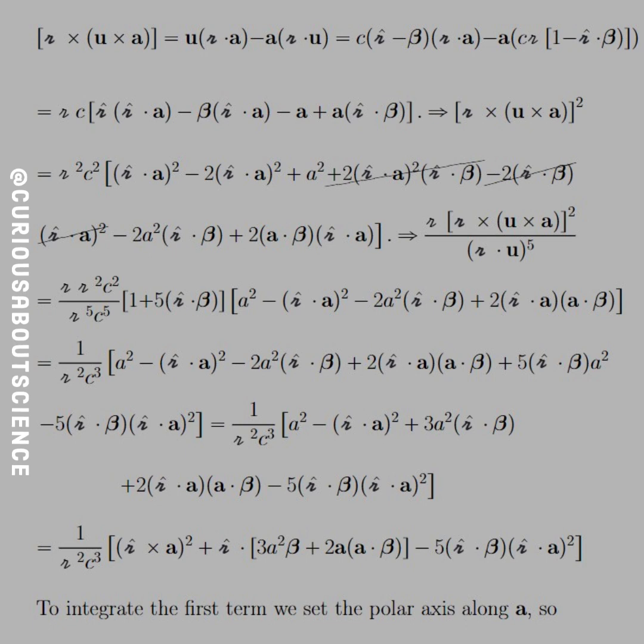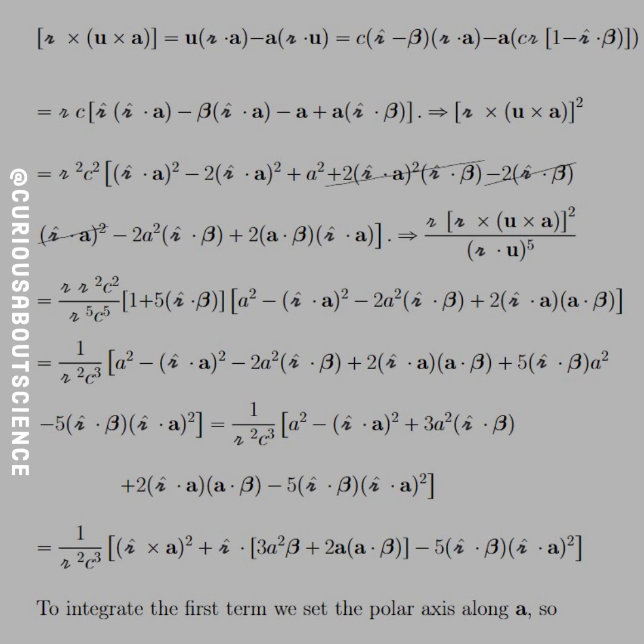And it's up to us now to showcase after we distribute the 1 plus 5 r dot beta into the triple product squared bracket, and we just have to reduce down. And you see we take a couple lines to get to the final line there. I'll let you read the algebra, but then after we do that, our integrand reduces to 1 over script r squared c cubed, bracket r cross a squared plus r dot this 3a beta plus 2a times a dot beta minus 5 times r dot beta and r dot a squared.